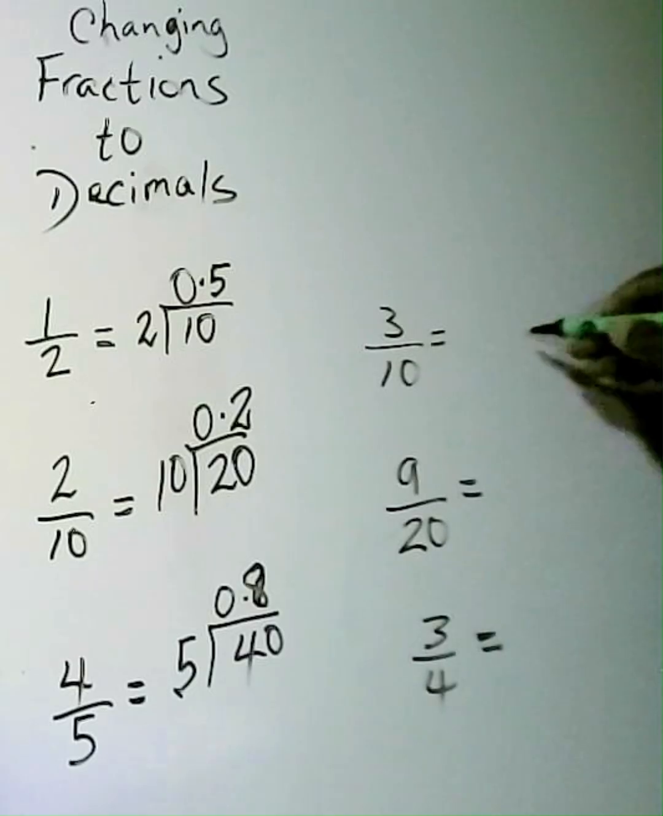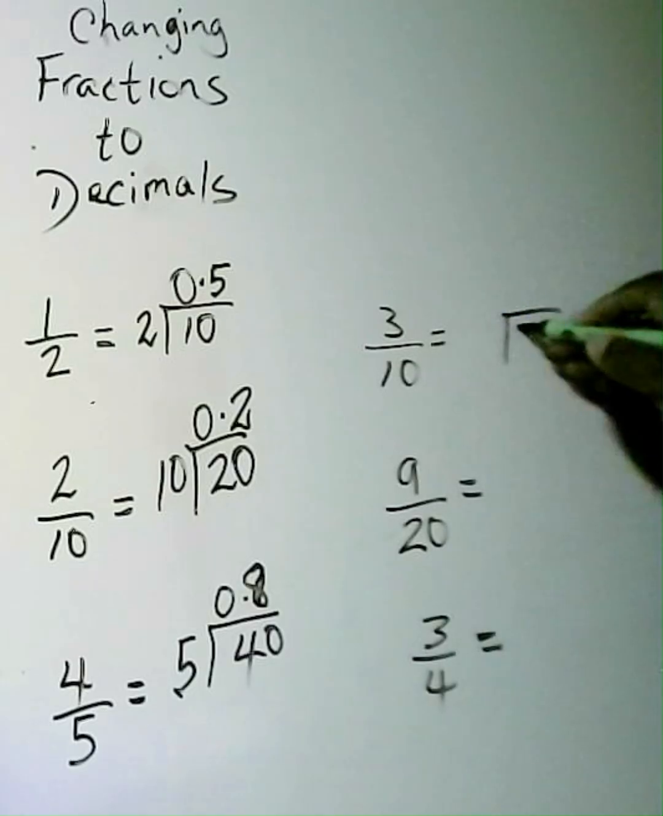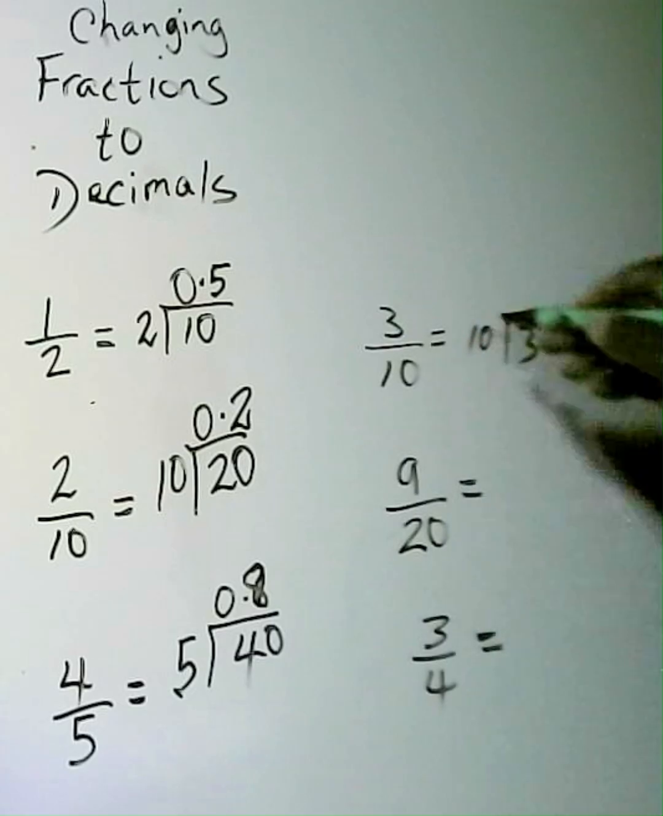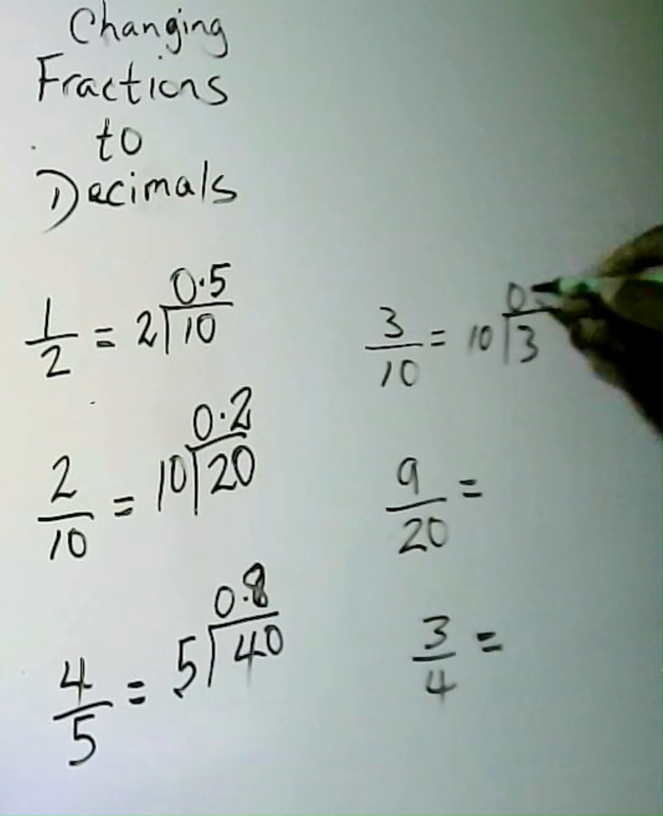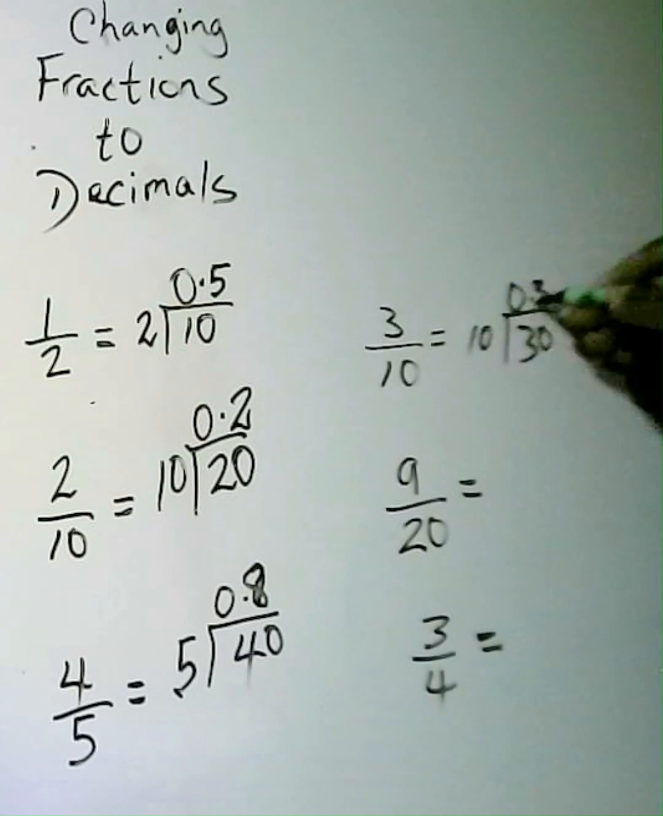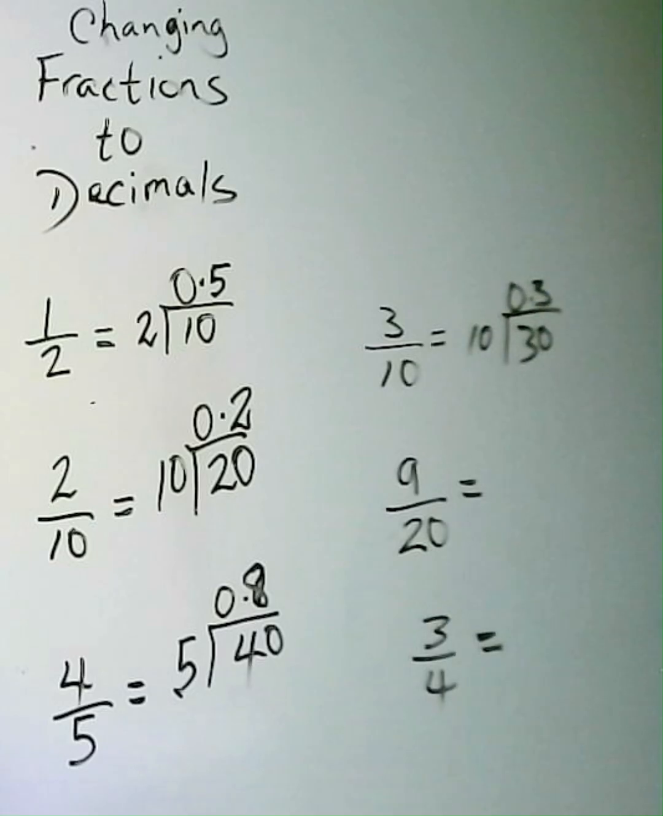3/10 becomes 3 divided by 10. 10 into 3 you can't, so 0, put the point. 10 into 30 goes 3 times. So 3/10 is equal to 0.3.